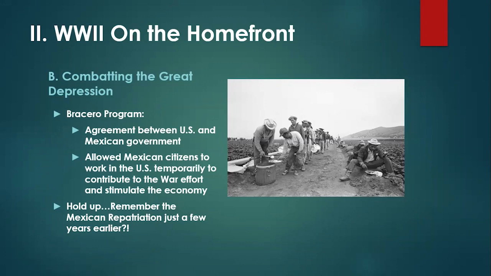Another way that the Great Depression was combated during World War II was through a program known as the Bracero Program. This was an agreement between the U.S. government and the Mexican government that allowed Mexican citizens to come work in the U.S. temporarily in order to, on one hand, stimulate the U.S. economy to help overcome the Great Depression, but also to pick and produce food to be sent to soldiers around the world as well, to help contribute to the war effort in that way.